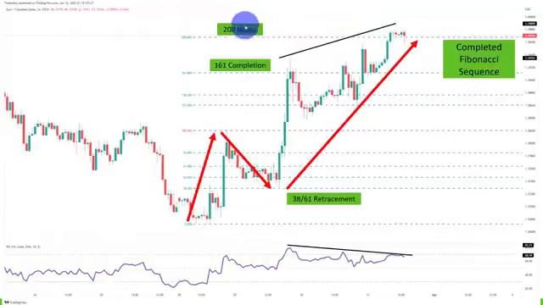What we also see is that we have a completed Fibonacci sequence. When we apply the Fibonacci from point A here to drag it to point B here, then we see we have a perfect retracement, whether it's 38 or 61, doesn't matter. It's a perfect retracement, and then you can see the first move goes into 161.8. That's the regular Fib move, 38, 161.